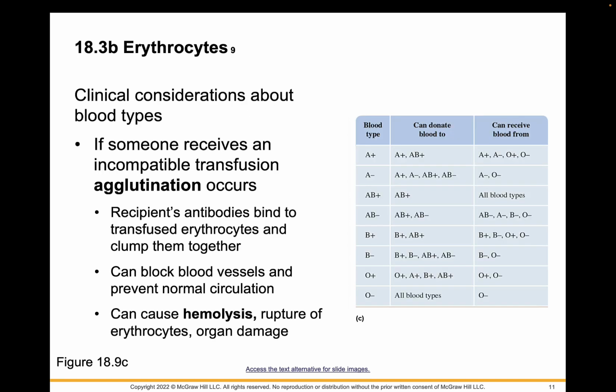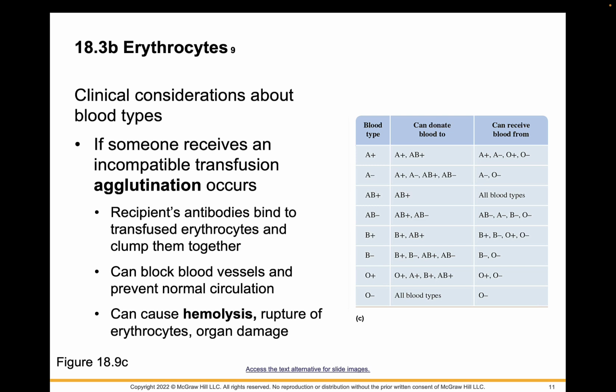Now, what this particular slide is talking about is who can donate and who can receive specific types of blood. This is not something that you are responsible for. One of the things that I want you to remember, though, is type O negative is the universal donor. So all people can basically receive type O negative as there are no antigens, so you don't have to worry about any antibodies at all.